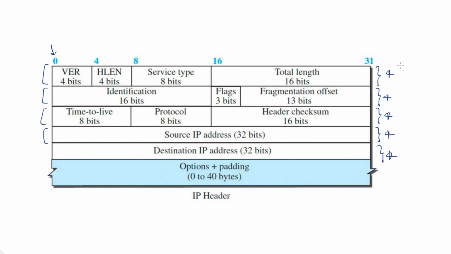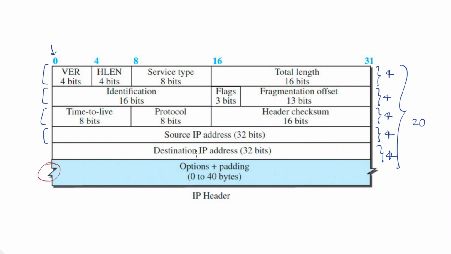So as you can see, there are total 20 bytes which are fixed. Now there are some options or padding, like it also includes padding. So these are consisting from 0 to 40 bytes. So if you see this notation, this is just to show that it is a variable, which means it may have 0 bytes or it may have up to 40 bytes.